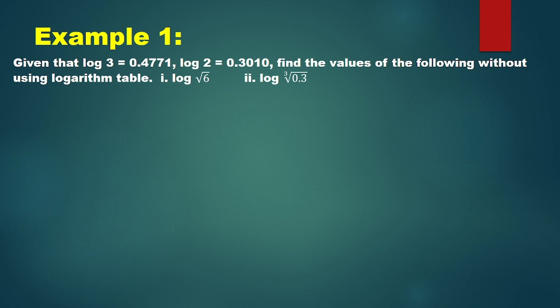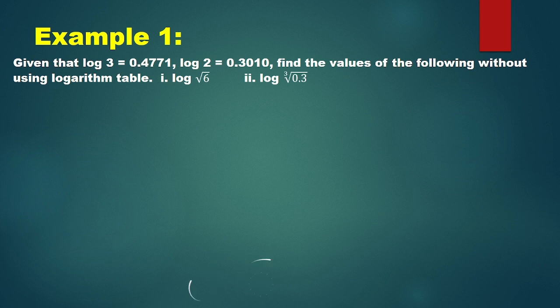Given that log 3 equals 0.4771 and log 2 equals 0.3010, find the values of the following without using log table. 1. Log root 6. 2. Log cube root of 0.3.